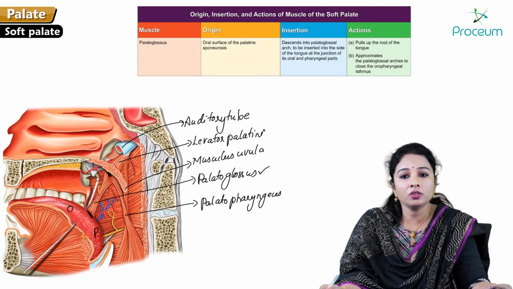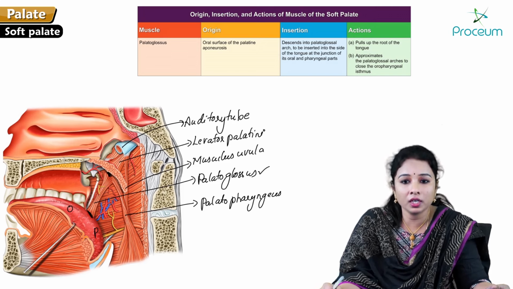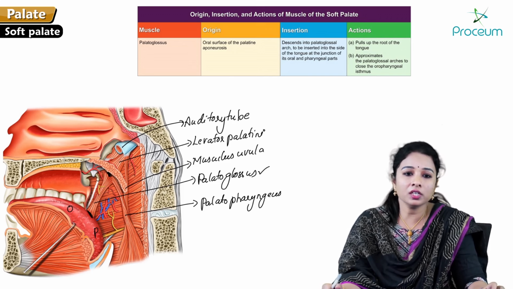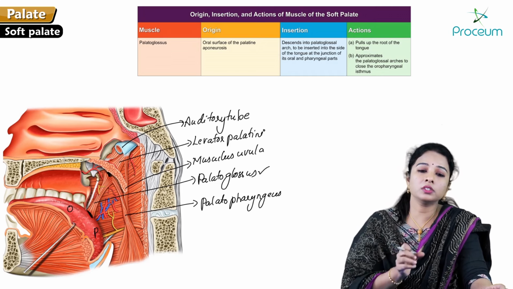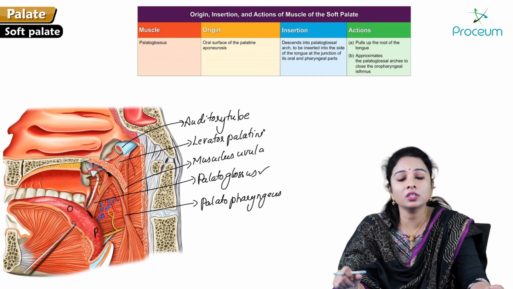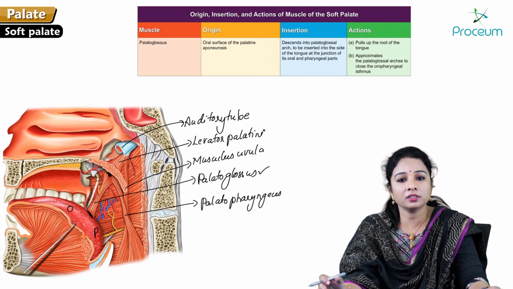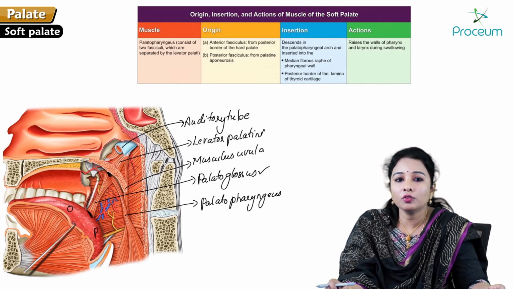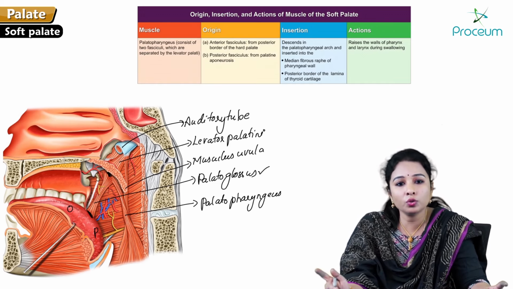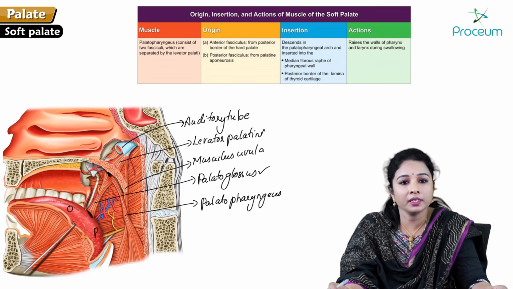And the action of palatoglossus: it pulls the root of the tongue and approximates the palatoglossal arch and closes the oropharyngeal isthmus. So it elevates the tongue upwards, closing the oropharyngeal isthmus. Next, about the palatopharyngeus muscle, it consists of two fasciculi which are separated by levator palati muscle.